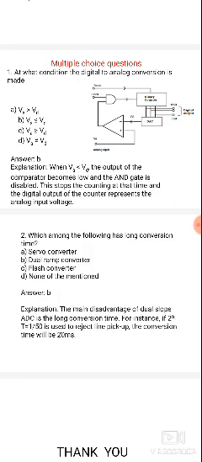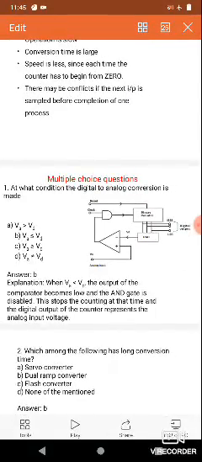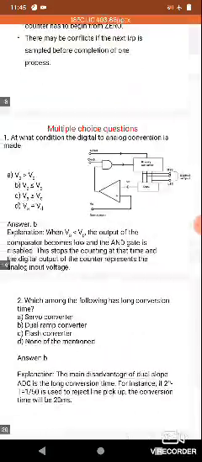This question relates to the same topic: which among the following has a long conversion time? Conversion time is maximum in the counter type ADC. But by comparing all the options, servo converter, dual ramp converter, and flash converter, the conversion time is high in the dual ramp converter. The main disadvantage of the dual slope converter is its long conversion time. For instance, it requires 1 by 50 to pick up 20 milliseconds, so t equals 50 and it takes 20 milliseconds. That is the dual ramp converter, which takes a large conversion time.